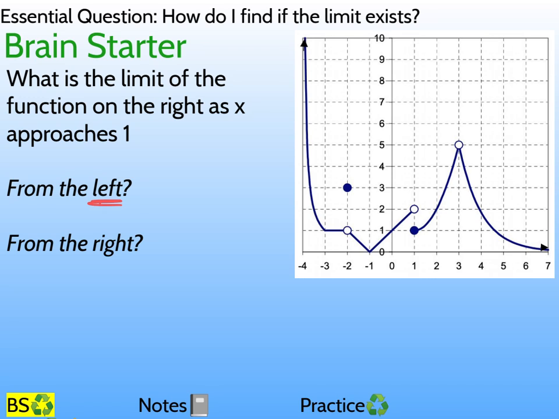So from the left, looking here at 1, on the left side you can see that it's going towards this point, which is at 2. So the limit from the left is 2. However, coming from the right, you'll see the function as it goes to 1 is going down here, going towards this point, which is at 1.